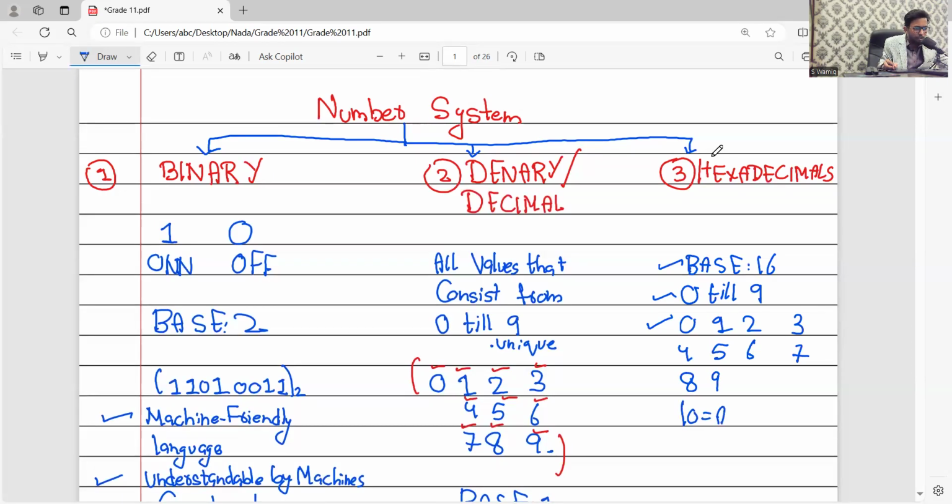from 10 I have A, from 11 I have B, from 12 I have C, from 13 I have D, from 14 I have E, and from 15 I have F. So 0 till 15. If I count all of them, it is going to make 16. And this is the reason I have the hexadecimal number system as base 16.